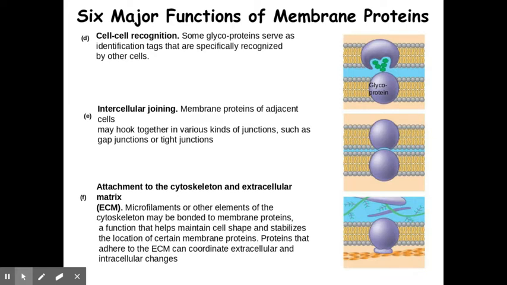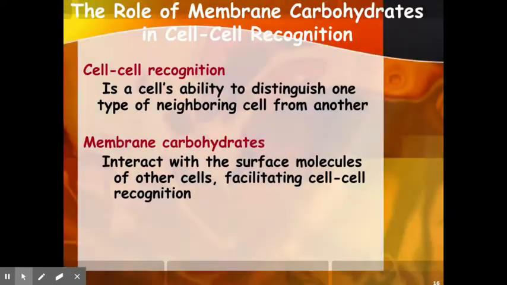There's also intercellular joining, which can connect cells, maybe in like an organ or in a plant cell. That would be important. And then they also can have attachment to cytoskeleton and extracellular matrix, so that they need to fix themselves in place or fix something inside of the cell to it, and for structure and other things. That is also something that proteins can do.